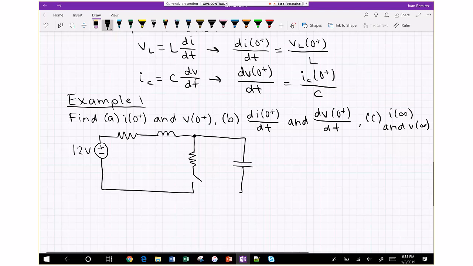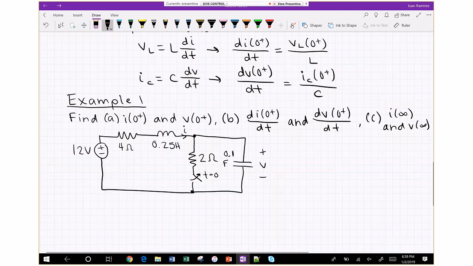All right, so we have 4 ohms here, 0.25 henry. I is the inductor current, 2 ohms here. The switch opens at time zero. And then you have 0.1 farads. And the V is your capacitor voltage.